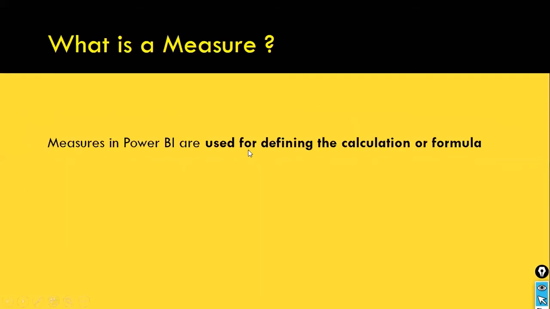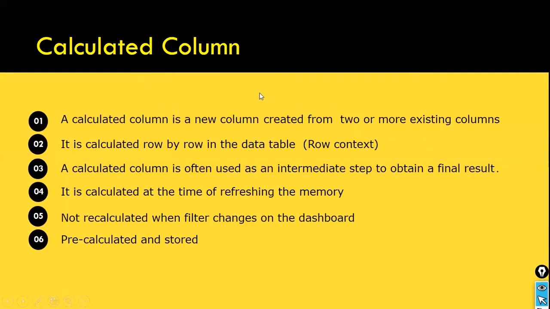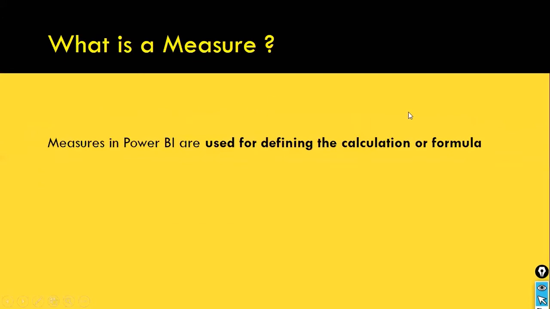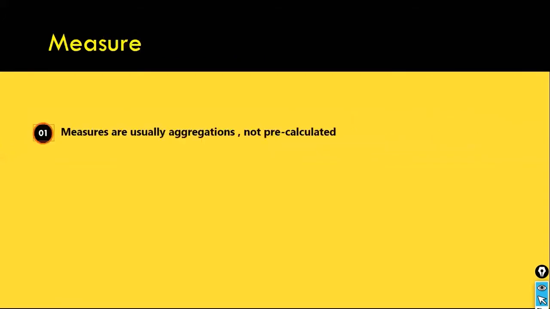The next one is, what is a measure? Now we will take a look at the measure. Measures in Power BI are used for defining the calculation or formula. Even using a calculated column, we define the formula. Similarly, even using a measure, we can define the formula. But we use measures in general to perform aggregations, like sum function, average function, right? Unlike a calculated column, it is not pre-calculated. This can be advantageous, but there is a flip side attached to that.